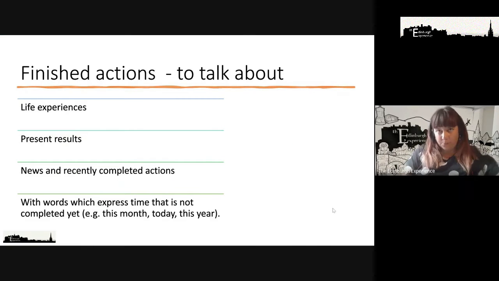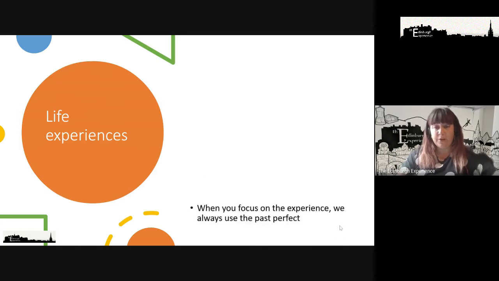Now, when we're using the present perfect to talk about finished actions, we have various different ways that we do that. So we use the present perfect to discuss life experiences, to focus on present results. We use it very often when we're talking about the news. Okay, so if you listen to a news report, you'll hear the present perfect a lot, or actions which are very recently completed. And we also use it with words which express time that's not complete yet. For example, things like this month, today, or this year. Okay, so let's start with life experiences.